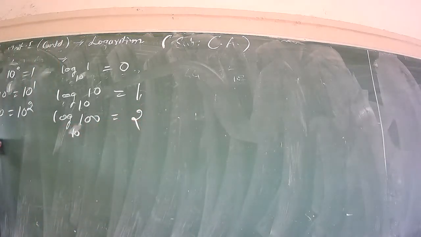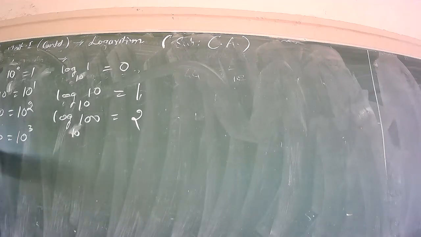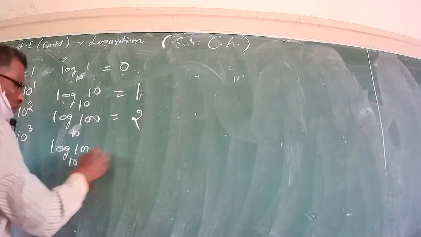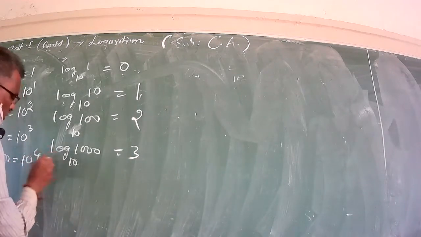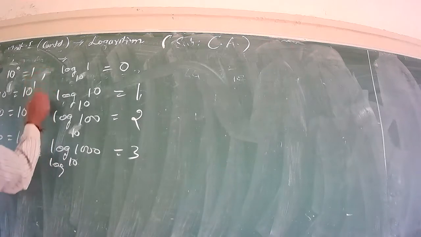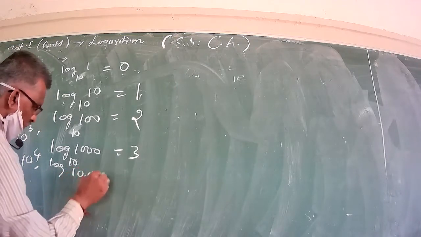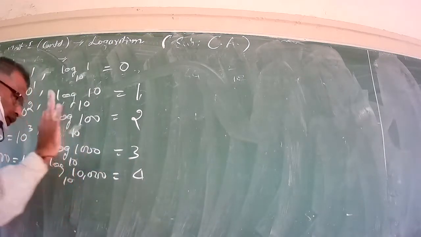Similarly, 1000 equals 10 raised to 3. So we are converting each number to the base 10. That is why I am taking this equal to 10 cubed. So log of 1000 to the base 10 equals 3. Similarly, 10,000 equals 10 raised to 4. So log of 10,000 to the base 10 equals 4, that is understood.